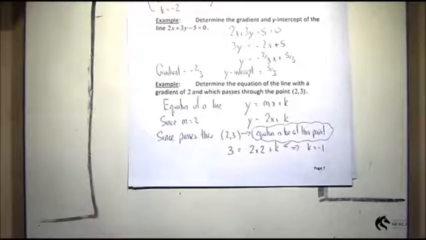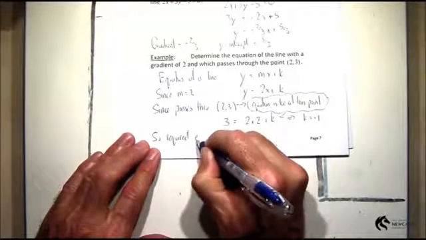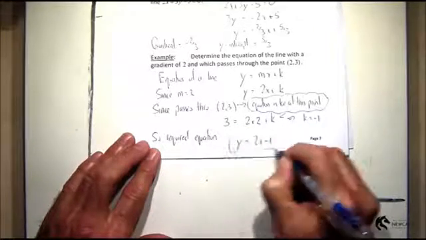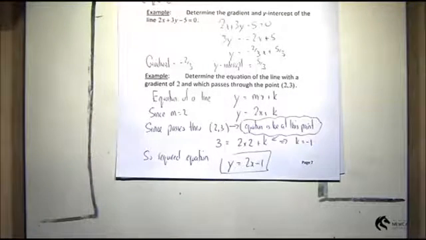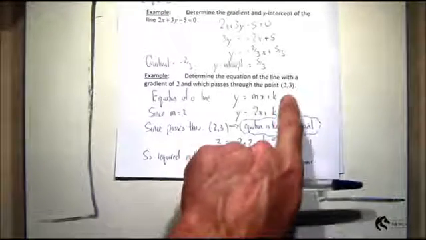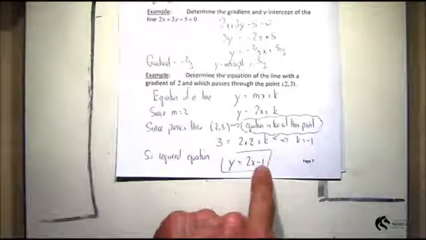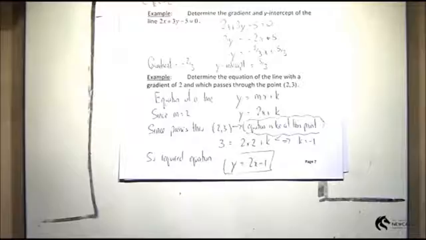And so the required equation is y is equal to 2x minus 1. And the beauty of this question is that I know whether I'm right or not. Let's have a look. I know the slope, it's written there, it's 2. And I can check, does it pass through the point (2, 3)? Let me put x equal to 2. 2 times 2 is 4. 4 minus 1 is 3. Yes, it does. So (2, 3) lies on the line. It lies on the line and has a slope of 2, so therefore I've got it right. I'm happy.